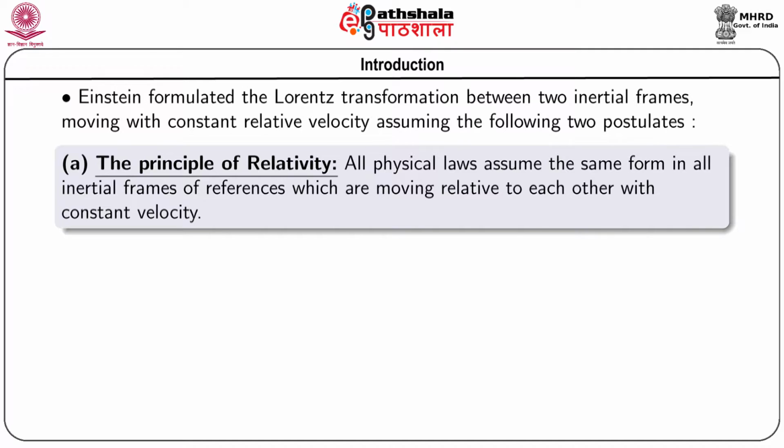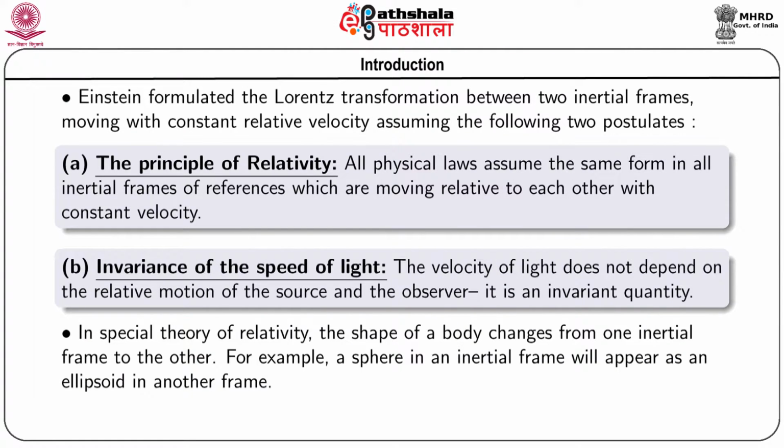That means all physical laws will have the same form in all inertial frames of reference which are moving relative to each other with constant velocity. That means, if one frame is denoted by S and another frame is denoted by S dash, then the physical laws will take the same form. And the second one is the invariance of the speed of light. The velocity of light does not depend on the relative motion of the source and the observer. It is an invariant quantity.